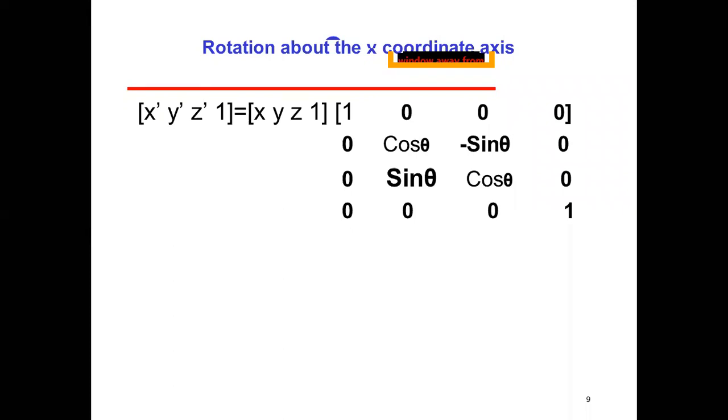So these are the three matrix formulations we will use for rotation, and we will use the equation corresponding to the axis about which we are going to rotate our object. Whether we are rotating about the x-axis, the y-axis, or the z-axis, first take care of this and try to remember all three matrix formulations.